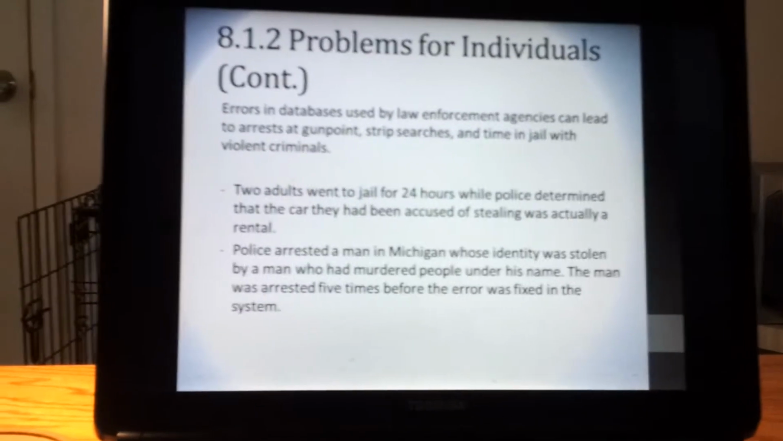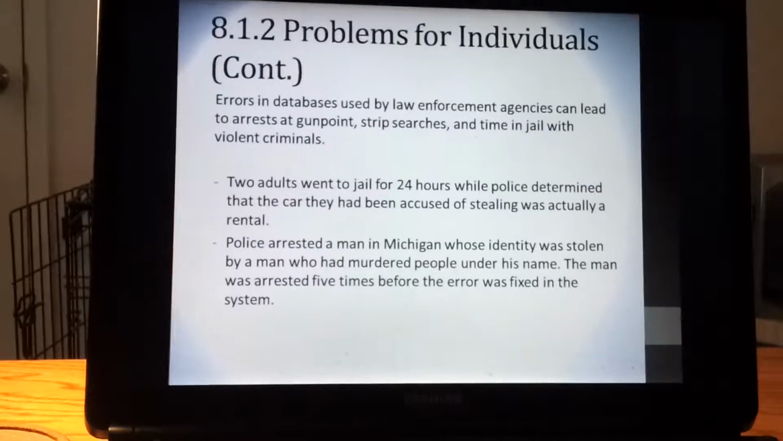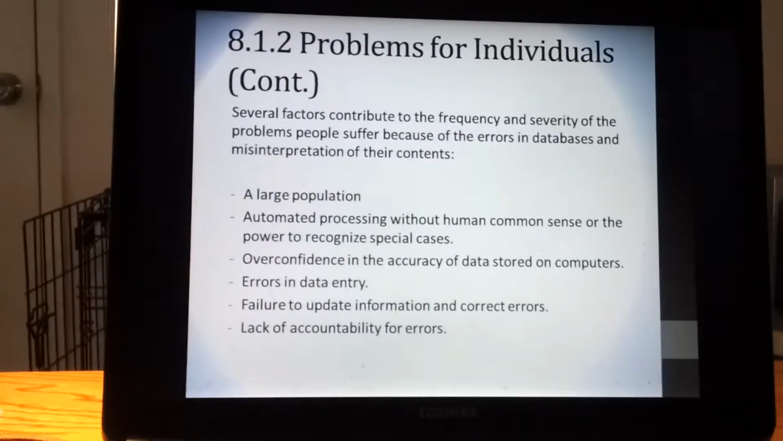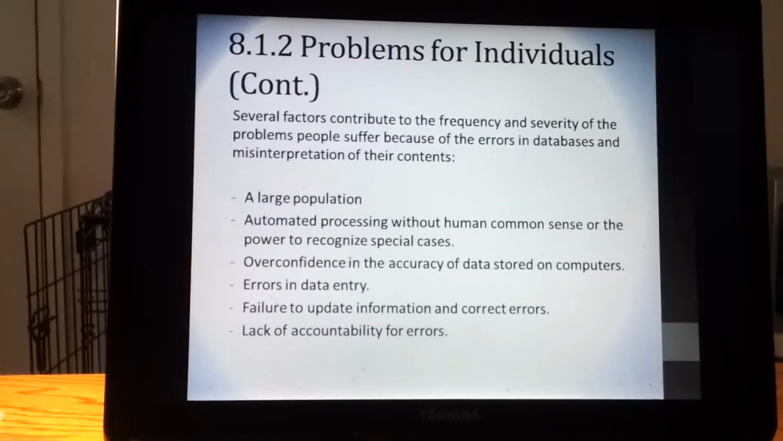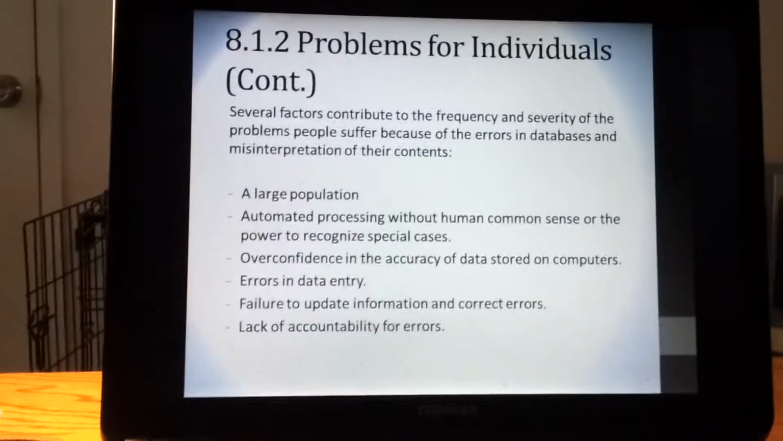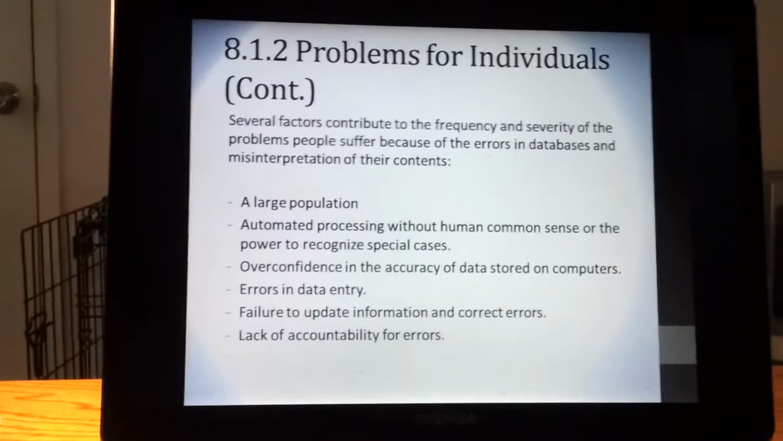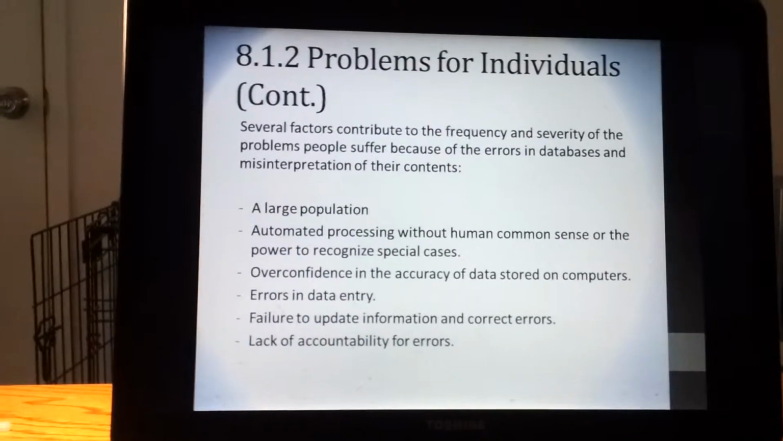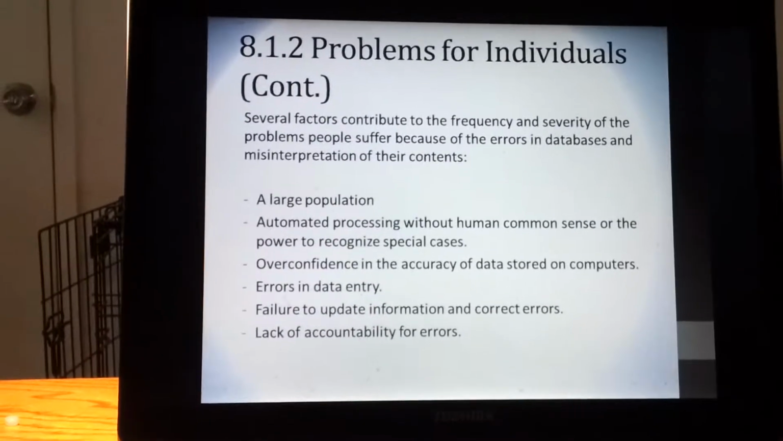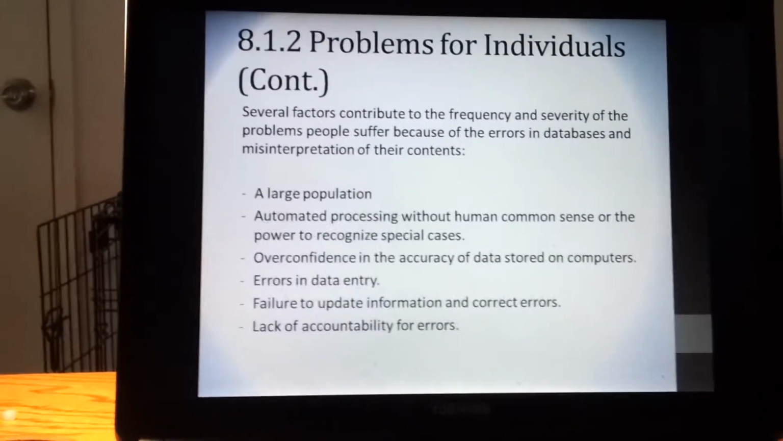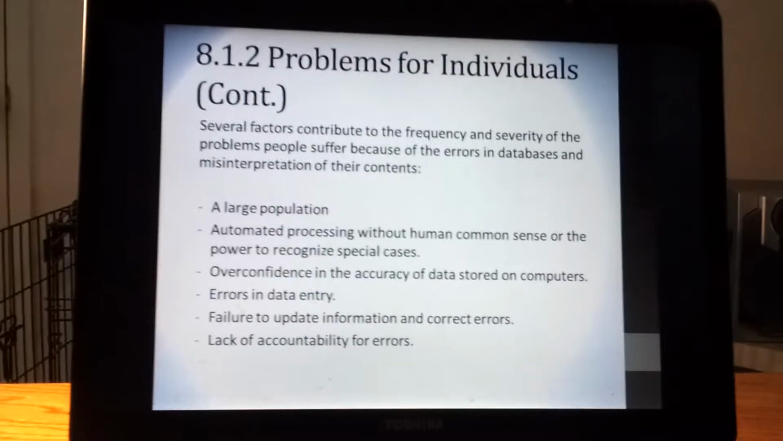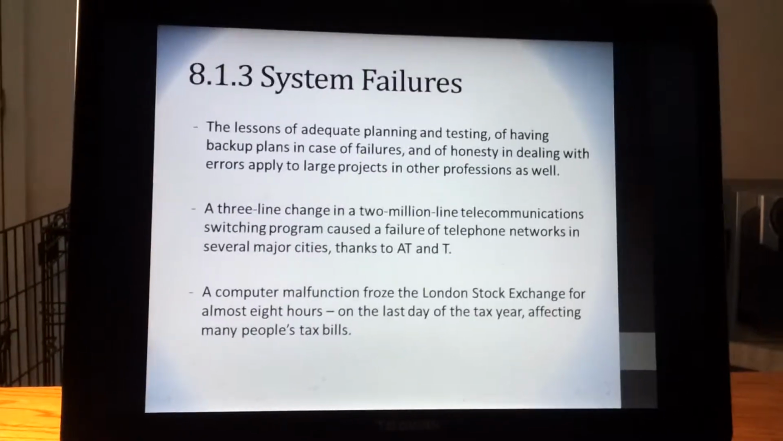So basically this chapter could be called People Mess Up All the Time, not computers. Several factors contribute to the frequency and severity of the problems people suffer because of the errors in databases and misinterpretation of their contents, such as a large population, automated processing without human common sense or the power to recognize special cases, overconfidence in the accuracy of data stored on computers, errors in data entry, failure to update information and correct errors, and lack of accountability for errors.